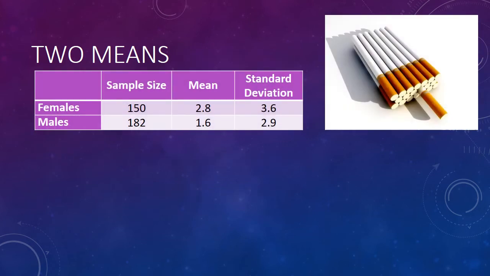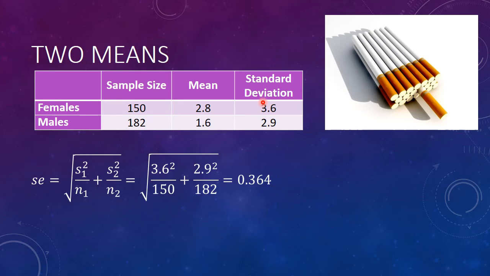We see that we had 150 females and 182 males, and the mean addiction score for the females in this sample was 2.8, and the mean addiction score for the males in the sample was 1.6. So our standard error is computed from the standard deviations for each of the two groups. So we'll take group 1 standard deviation 3.6 and square it and divide by the sample size for group 1, that's 150. And we take group 2 standard deviation 2.9 and square that and divide by the sample size for group 2, which is 182. And we'll simplify that and take the square root, and that gives us a standard error of 0.364.